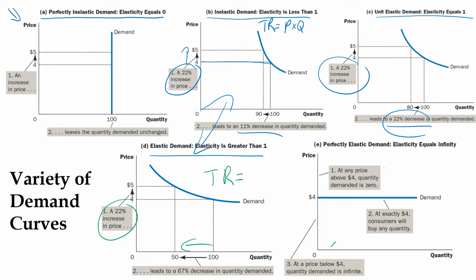Why not? Because the increase in total revenue due to the price increase is much less than the impact of the decrease in the quantity. And here we go. In this slide, we have perfectly elastic demand. At any price above $4, the quantity demanded would be absolutely zero. Of course, this is just a hypothetical situation.